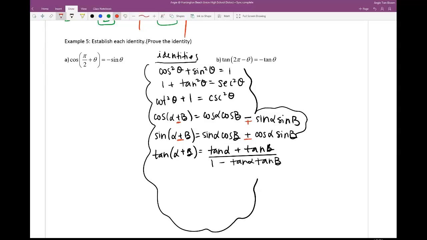Well, of course, I have subtraction, right? This is the difference of tangent. If that's the difference, this is the difference here on the top, and this is an addition on the bottom. So those are all of the identities that we now have, okay?